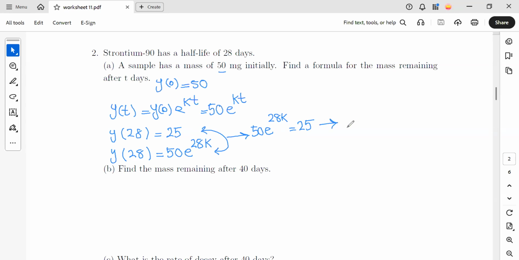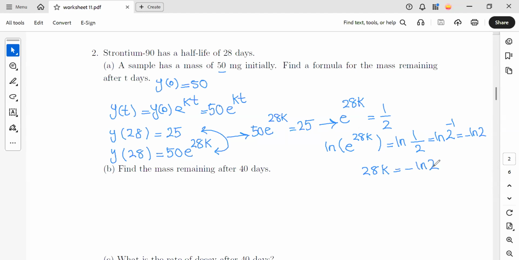By dividing both sides by 50 in order to isolate e to the power 28k, we would get 1 over 2 here. And we would take ln both sides because the base is e, and using the formulas that we talked about, we're going to have ln of 2 to the power negative 1, which is the same as negative ln of 2 here. And the left part will be 28k equals negative ln of 2. So k is negative ln of 2 over 28.